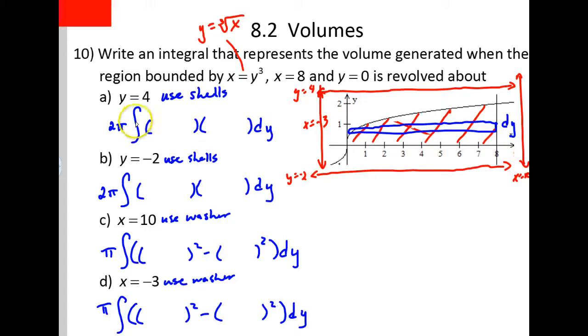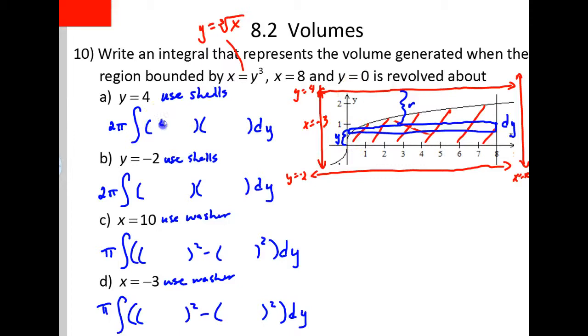All right, so the first one, y equals 4. I'm using the shell method. Now remember, the radius is the distance that our axis of rotation is from the rectangle. So remember, we're looking for this distance. Call it r. But what is that distance? Well, keep in mind that the rectangle is y units from the x-axis, which means that the radius is 4 units minus y units.